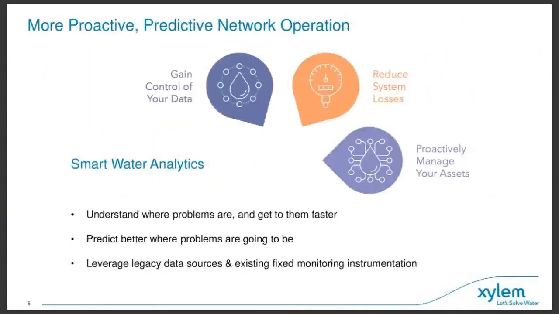So what I want to focus on today within decision intelligence is 3 of those petals. Gain control of your data, reduce system losses, and proactively manage your assets. And I want to talk about those in the context of smart water analytics. So where we're heading with this is understanding where problems are in the network and then getting to them faster, meaning being more proactive. Predicting better where problems are going to be, so being more predictive. And then leveraging legacy data sources and existing investments in instrumentation, making the most of now and future investments.